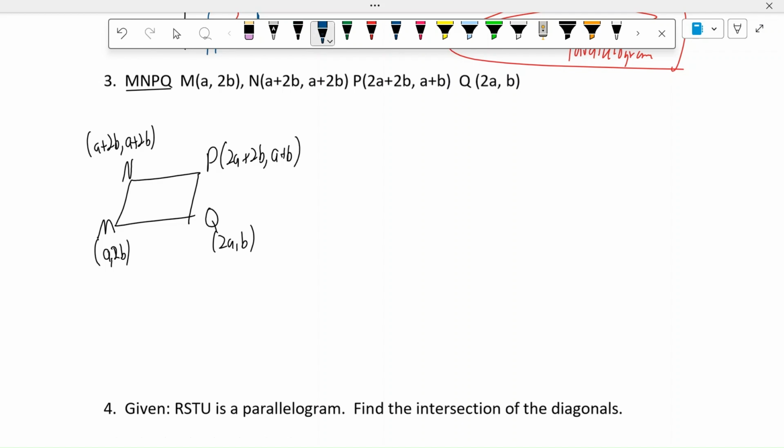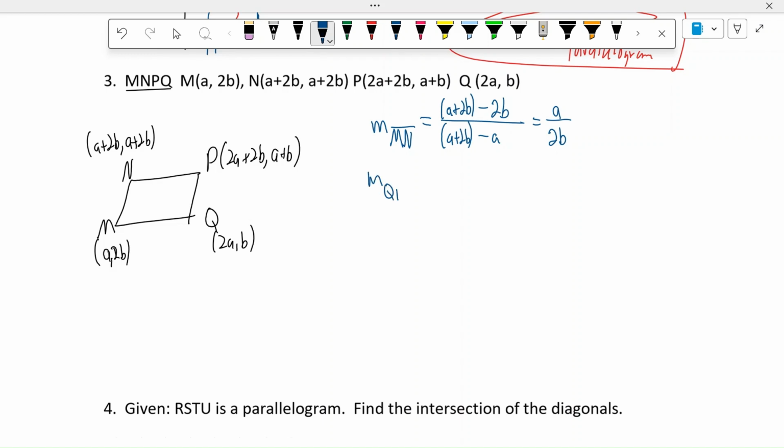Now for the calculations, I'm going to start with the slope of segment MN. I'm going to show more work for this. So from M to N, I'm taking A plus 2B minus 2B divided by A plus 2B minus A. Subtract the numerator, subtract the denominator. There is the slope of MN. Going from M to N, the Y value increased by A, and the X value increased by 2B. We went up A over 2B.